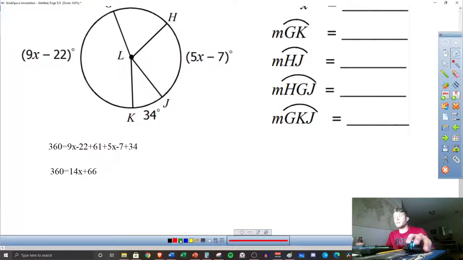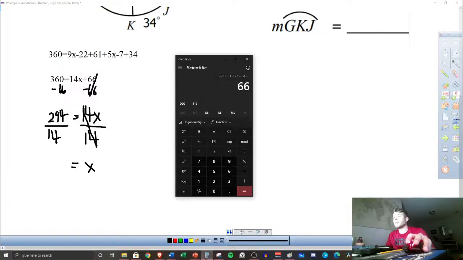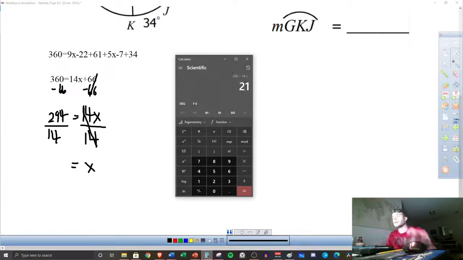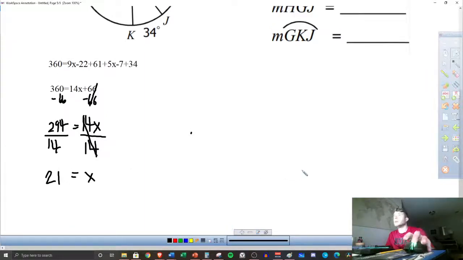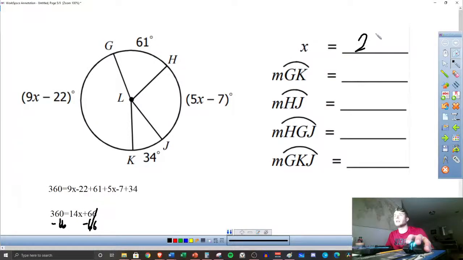Now, this is an equation that you would have solved freshman year. It's just a two-step equation. We're going to subtract 66. Okay, this goes away. We're going to get 294 equals 14x. We're going to divide by 14. That goes away. X is going to equal whatever 294 divided by 14 is. So 21. So that means that our first answer here is 21.